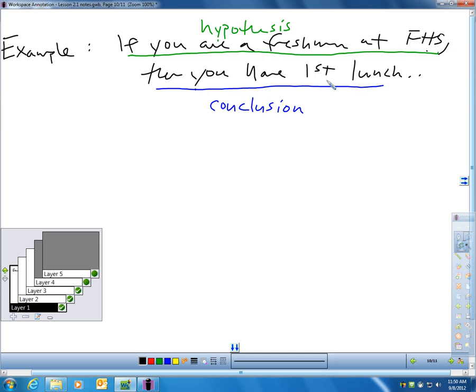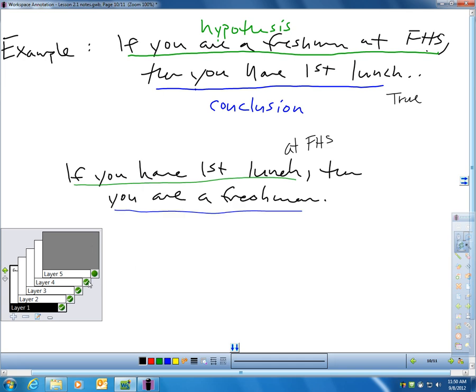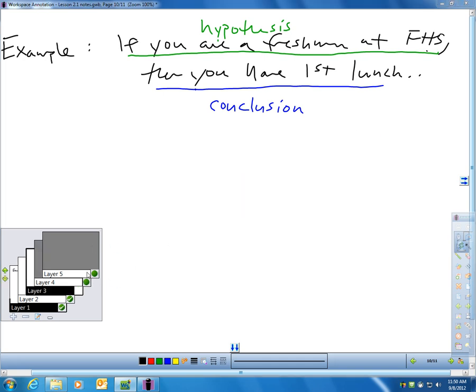Okay, is that a true statement? Think about that for a minute. You're a freshman. If you are a freshman here, do you have first lunch? And I think you're all probably coming to the same conclusion I am. That's true. Okay, that's a true statement. That's definitely true. If you're a freshman, you have first lunch.